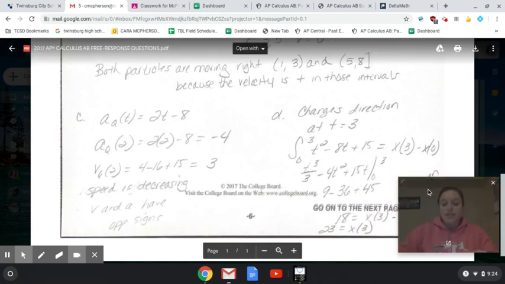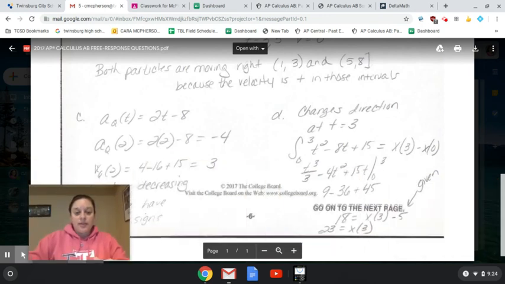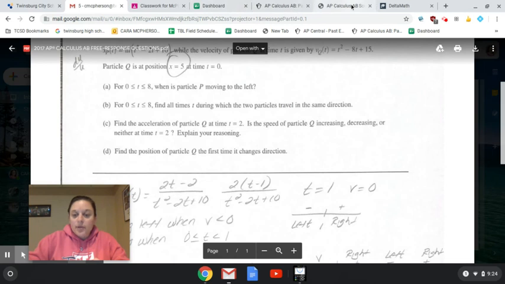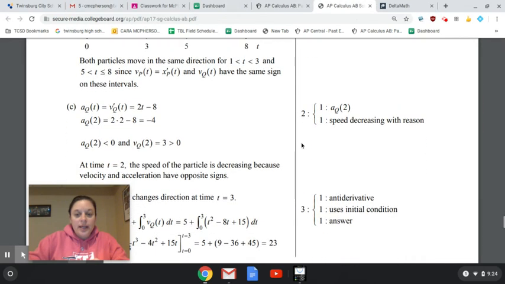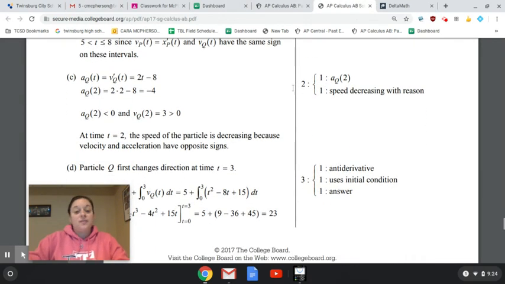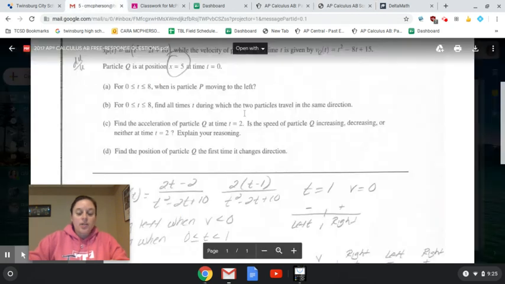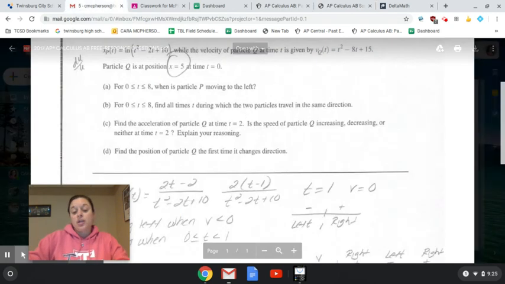Now, part D, I do expect that you could do part D because part D is a fundamental theorem of calculus. Well, let me show you the grading for part C real quick. So part C, the grading was 2 points. The first point to me is very easy, taking the derivative and plugging 2 in. The second point, speed decreasing, is more challenging.